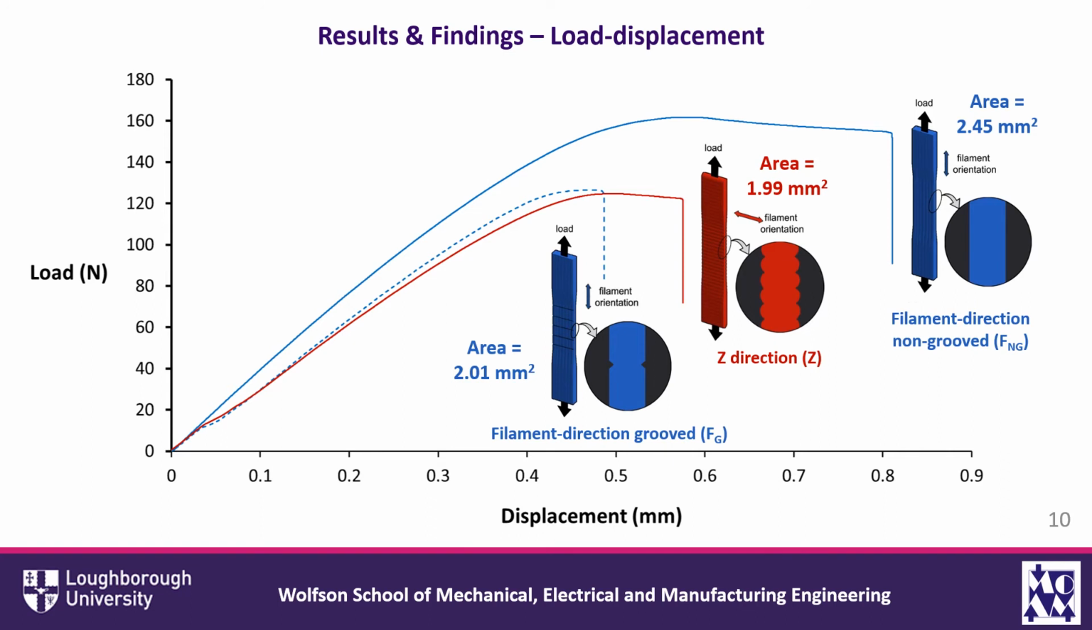When we consider the load-bearing area of each of these specimens, we find that the manual grooving of the filament direction specimen results in it having a similar load-bearing area to the Z direction specimen, and this is significantly reduced compared to the load-bearing area of the filament non-grooved specimen. The grooving also has the effect of reducing significantly the plasticity, and as we showed on the previous slide, the plasticity in the filament non-grooved specimen is likely derived from the presence of shear lips.